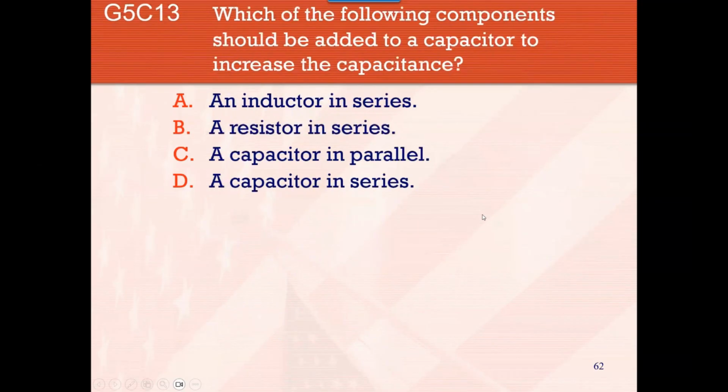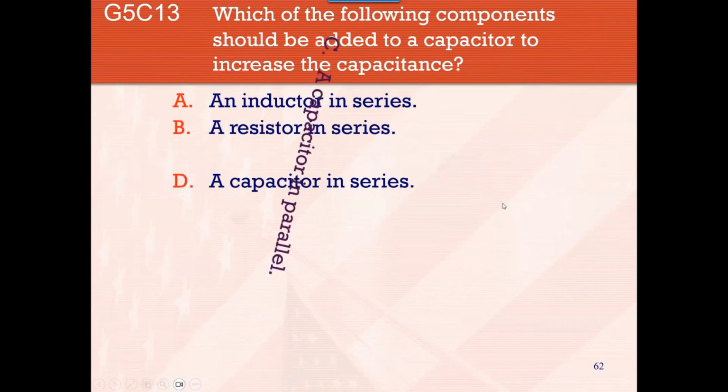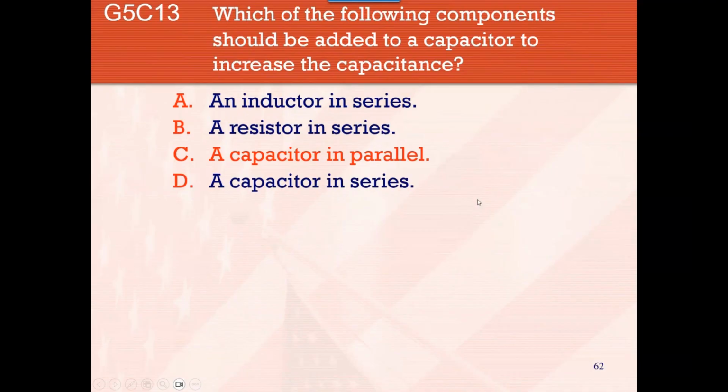Which of the following components should be added to a capacitor to increase the capacitance? Now, from a purely practical standpoint, think about this. If I want more capacitance, I need more plates and insulators. So if I put another capacitor in parallel with an existing one, that would add plates to it, which means the answer then comes out to just parallel it with another capacitor, and the 2 will add together.